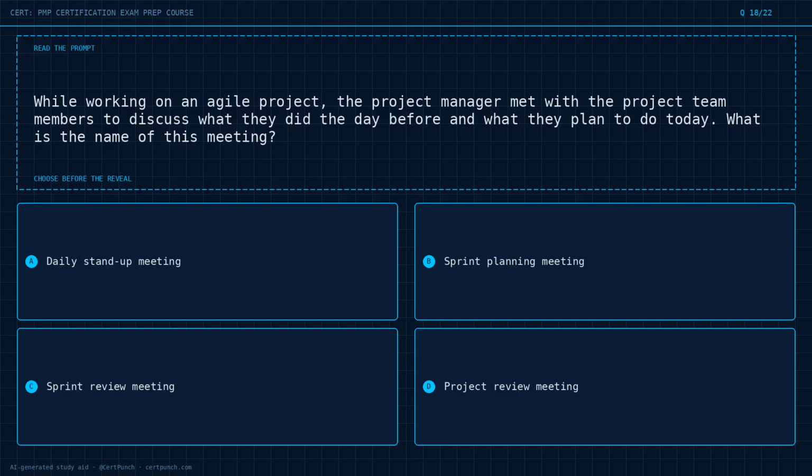Option A, daily stand-up meeting. Option B, sprint planning meeting. Option C, sprint review meeting. Option D, project review meeting. Lock in your pick before the reveal. Trust the read.